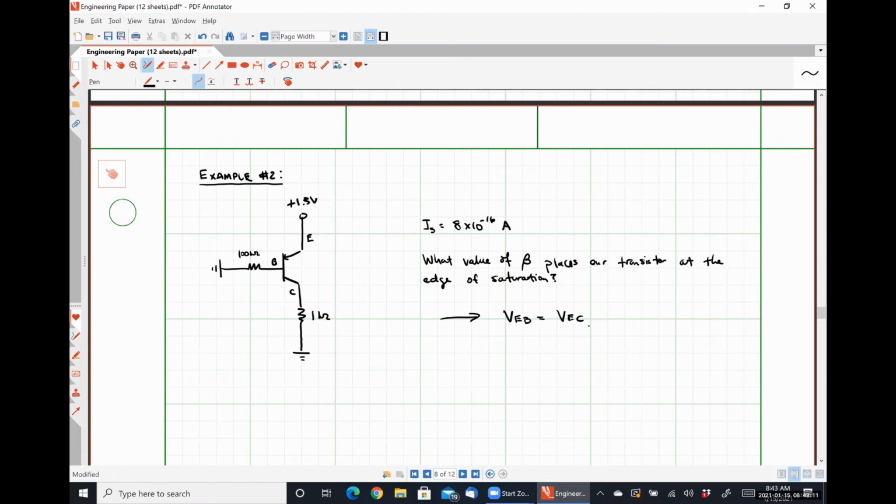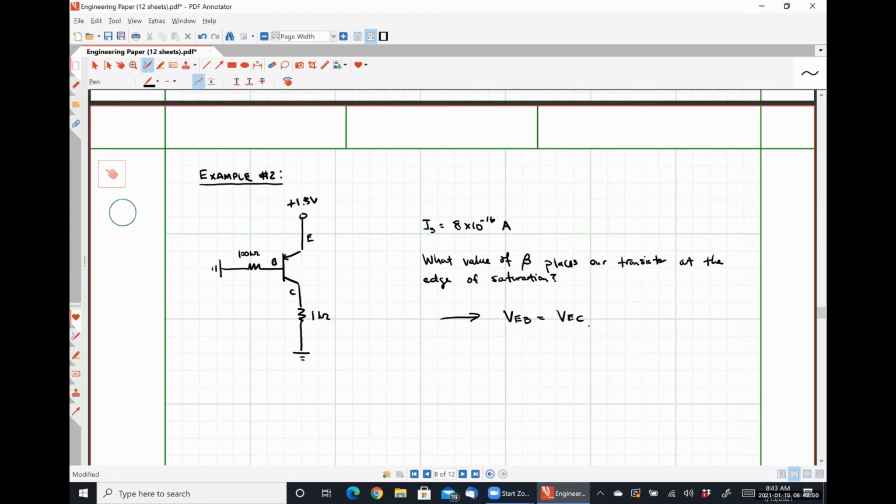We are trying to figure out what value of beta places this guy at the edge of saturation, meaning it should be somewhere between saturation and the forward active region, which means the base voltage has to be non-zero. It's those kinds of little intricacies that tend to trip people up a whole heck of a lot when they're dealing with PNP transistors, and when we get into more difficult bias circuits, which is what we're going to be talking about on Monday. All right.